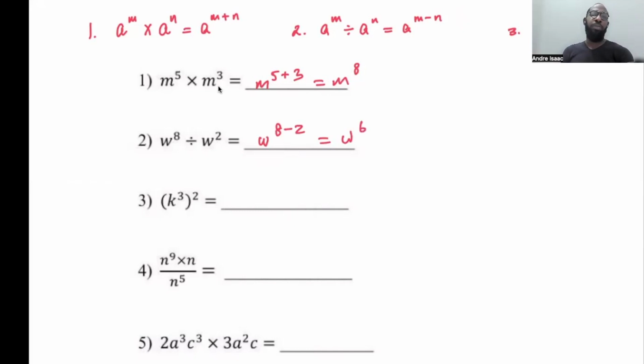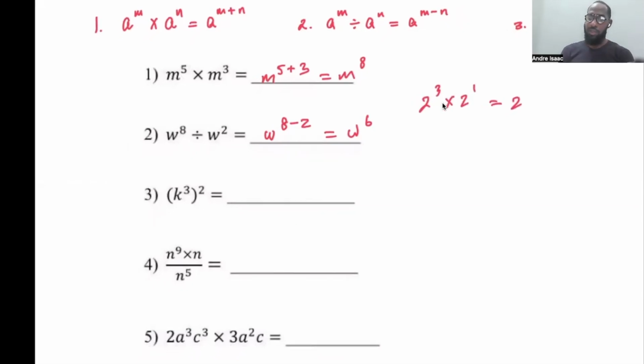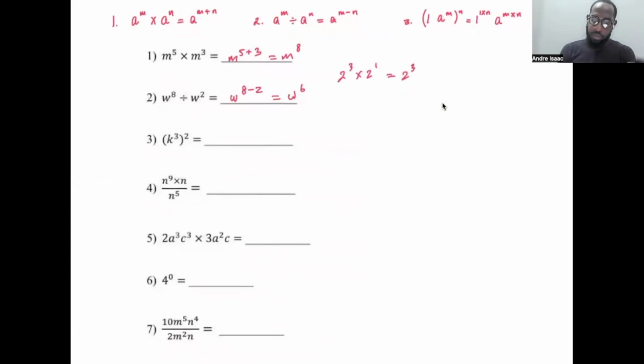Now note, we don't put m twice or w twice and then subtract the powers. No, we put w once, or we put the m once. If it's the same number, let's say we have 2 cubed times 2 to the power 1, we put in 2 once. This will be 2 to the power 3 plus 1, which is 2 to the power 4. And you could further simplify: 2 2s are 4, 2 4s are 8, 2 8s are 16. This will be the answer right there.